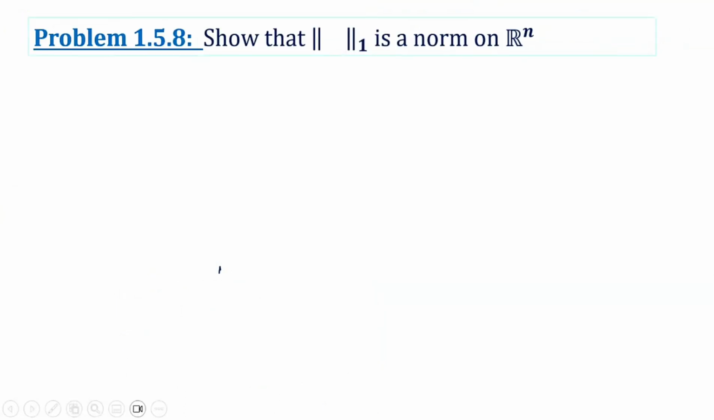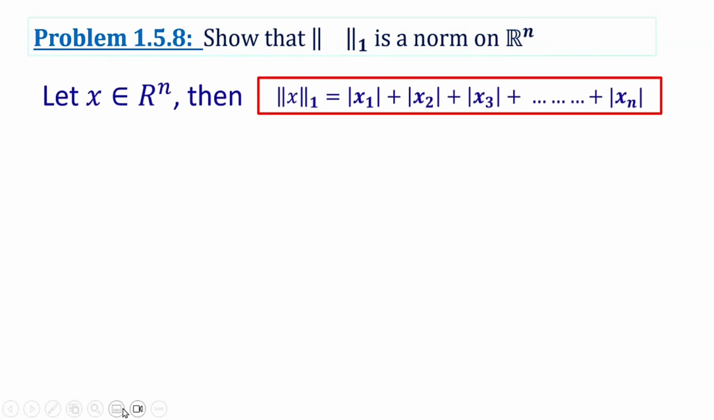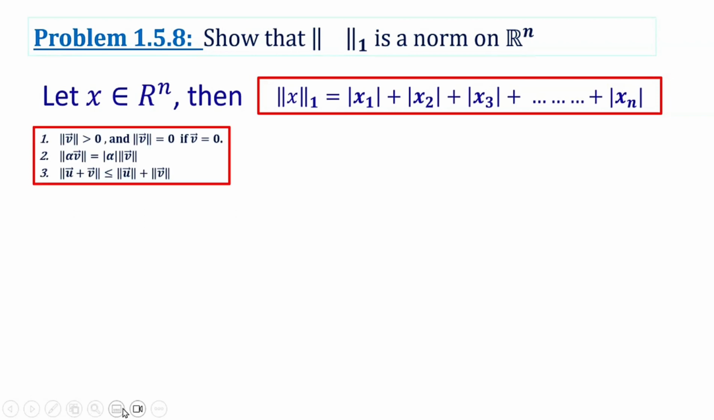Okay, now we'll come to our next problem. Show that the norm ‖x‖₁ is a norm on Rⁿ. So how will we define this? For x belonging to Rⁿ, the norm ‖x‖₁ is defined as the sum of the absolute values of the components. And to show this is a norm, again we have to verify the three properties. So let's start with the first one.